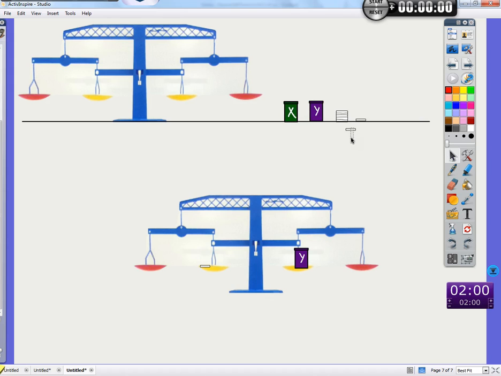Alright, so now let's look at an equation, a simple one. We'll work our way up. So if we have this on one side, what does this represent on this side? 2x. There's 2 x's, right? 2 of them exist. 2x.